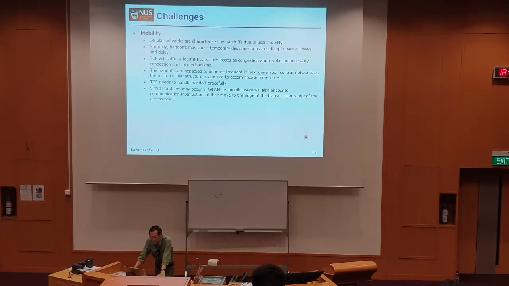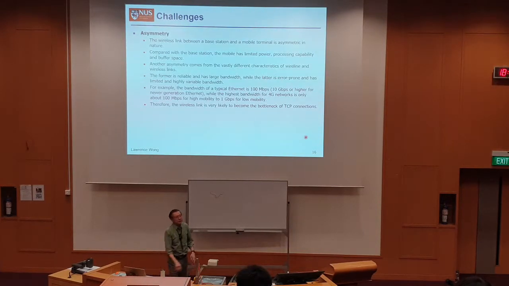So handoff will be a problem and will get more and more frequent. TCP will need to find ways to handle this. Traditional TCP doesn't do this very well. You have similar problems with wireless LANs as mobile users or pedestrians walk from one place to another and the link breaks. So the next thing is asymmetry.